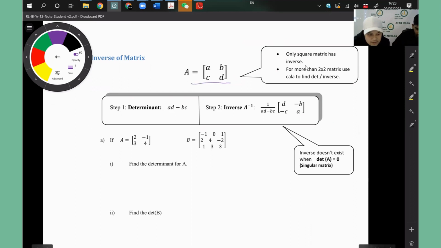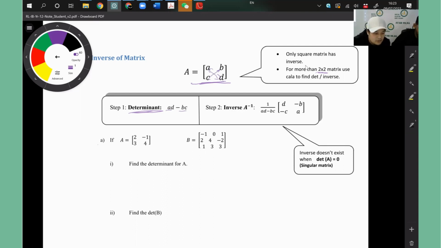This is a 2x2 matrix. If you got a square matrix, you can always find out its determinant. Okay, what is determinant? This is a concept, nothing to do with the calculator first. You need to understand this concept first. Determinant is AD, which means this diagonal times this diagonal, so AD minus BC. That gives you the determinant, okay?